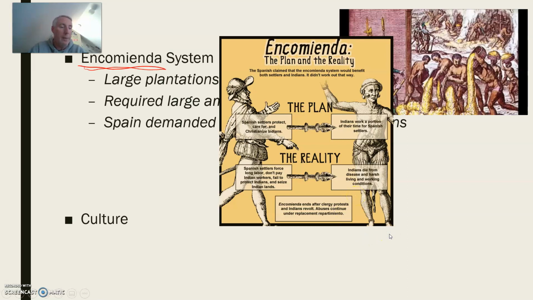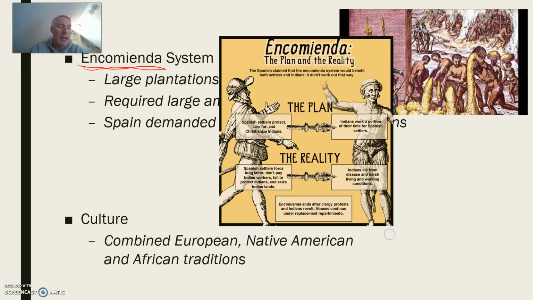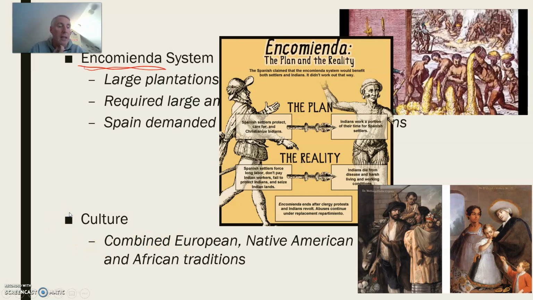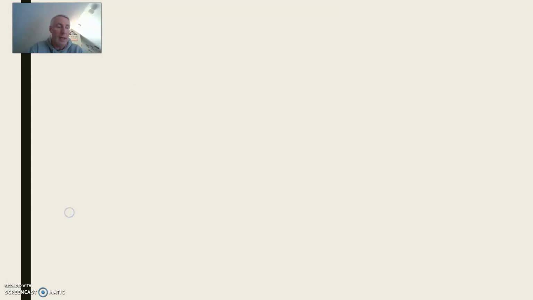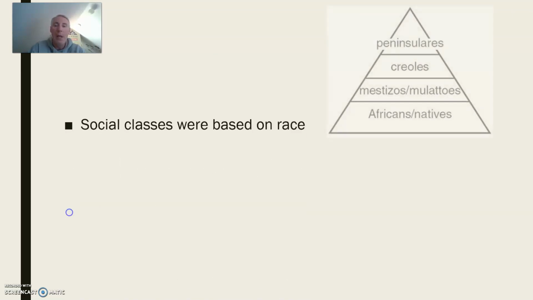Now, culturally, you saw a huge blending of different groups, namely European, Native American, and African. Now, this resulted in blended cultures that are still seen in Latin America today. Now, the blending was often the result of intermarrying between the different groups, like you see here in this picture. And I'm going to come back to that in a second, because I want to talk about the social class structure that was based on race.